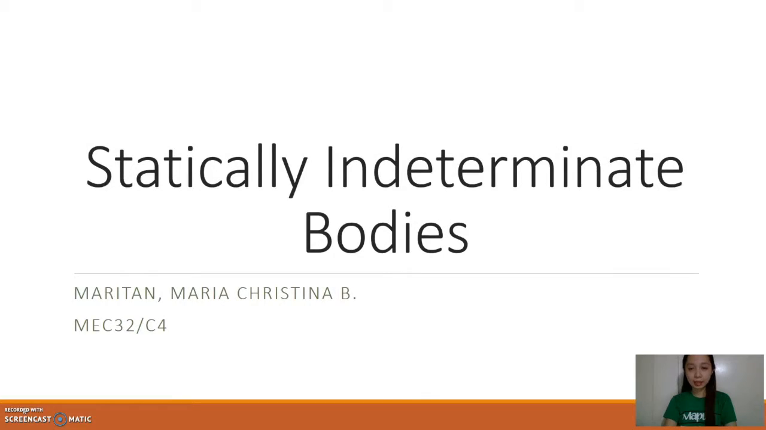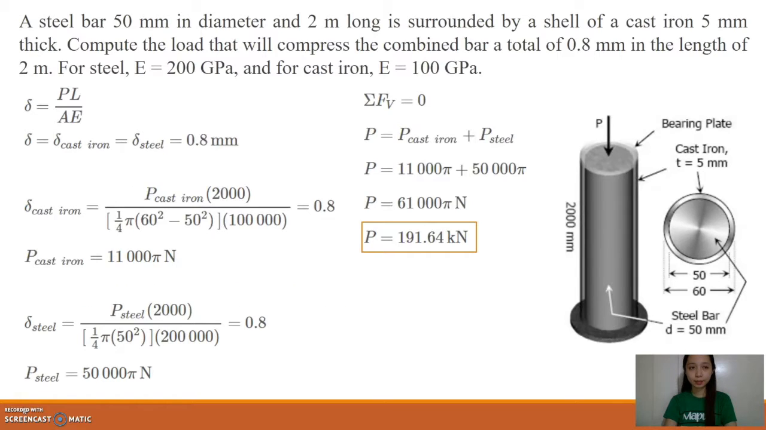Here is a problem about statically indeterminate bodies. A steel bar 15 mm in diameter and 2 meters long is surrounded by a shell of cast iron 5 mm thick. Compute the load that will compress the combined bar a total of 0.8 mm in the length of 2 meters. For steel, E is equal to 200 GPa, and for cast iron, E is equal to 500 GPa. For the solution, deformation is equal to PL over AE. That is load times the length all over area times the modulus of elasticity.